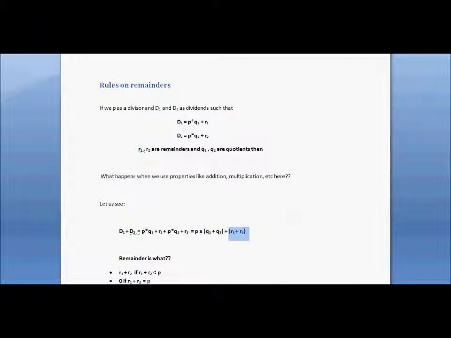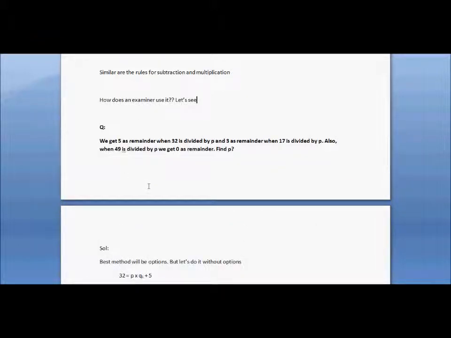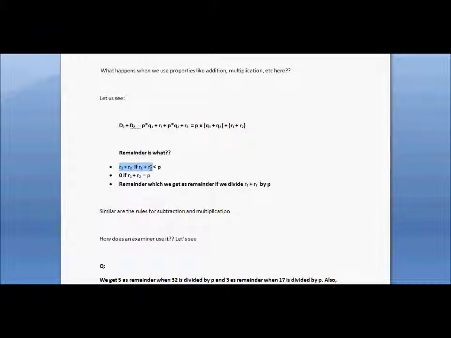So now if we divide d1 plus d2 by p, what would be the remainder? That's the question, right? We can see that this product is in the form of divisor into quotient, and this is the remainder. So the remainder would be r1 plus r2 if r1 plus r2 is less than p. If r1 plus r2 becomes equal to p, then we would take a p common out of it, and our quotient would become q1 plus q2 plus 1.